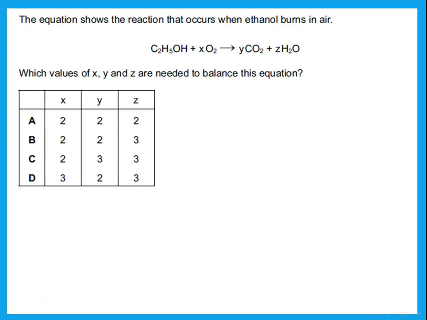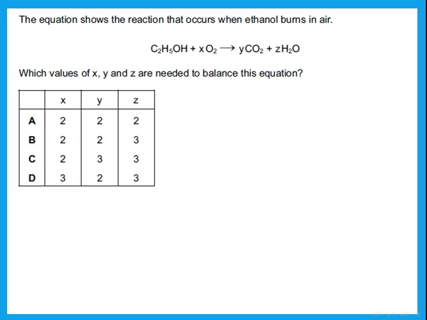Okay, the equation shows the reaction that occurs when ethanol burns in air. What values of X, Y, and Z are needed to balance this equation? Okay, let's take a look at it. Before the arrow, we have how many carbons? 2. So after the arrow, I need 2. So Y has to be 2. So that cancels out C. So C is totally wrong.